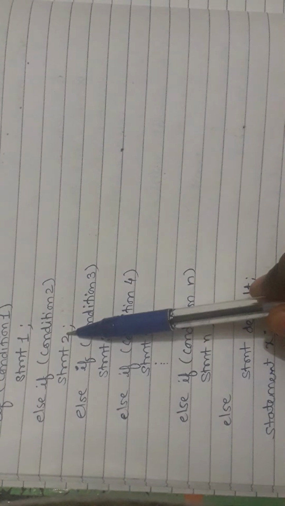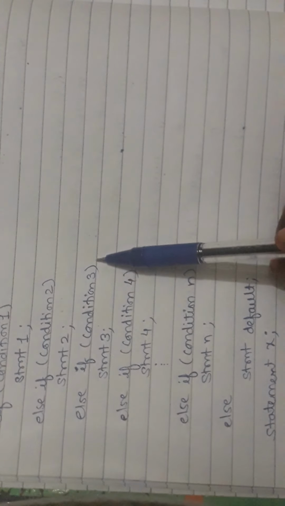Now if the first condition is false, then in that case it will check the second condition, that is condition 2. If this condition is true, then it will execute statement 2 and the control will go to statement x. If these two conditions are false, then it will go to the next else if part, and here condition 3 is given. If this condition 3 is true, then it will execute statement 3 and our control will go to statement x.